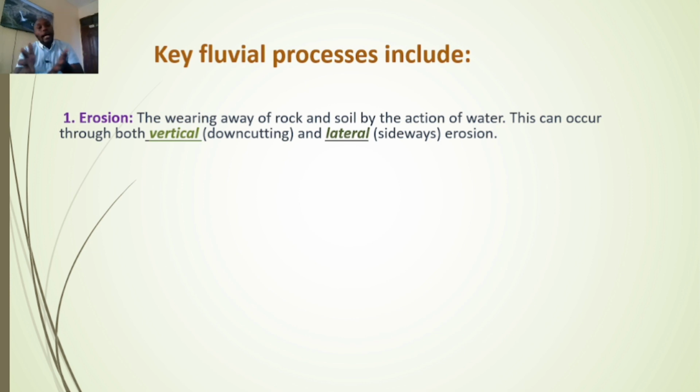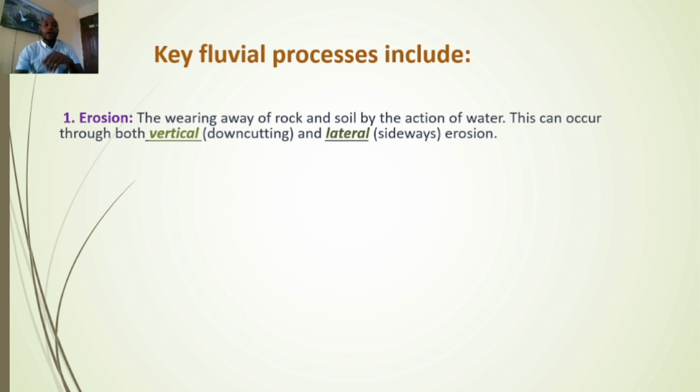It can occur both vertically, which is down cutting into the ground, increasing the depth, and also laterally. When we talk about lateral, we mean sideways, the banks, the sides of that river. So it can be vertical, sometimes called down cutting, and lateral, sometimes called sideways erosion. Understood? Erosion is one of the fluvial processes that takes part in a river.